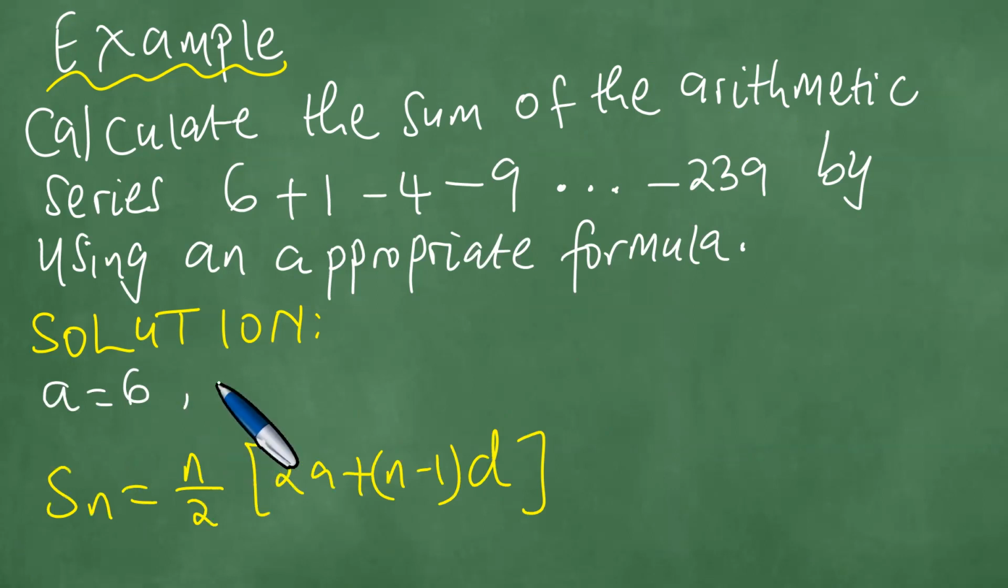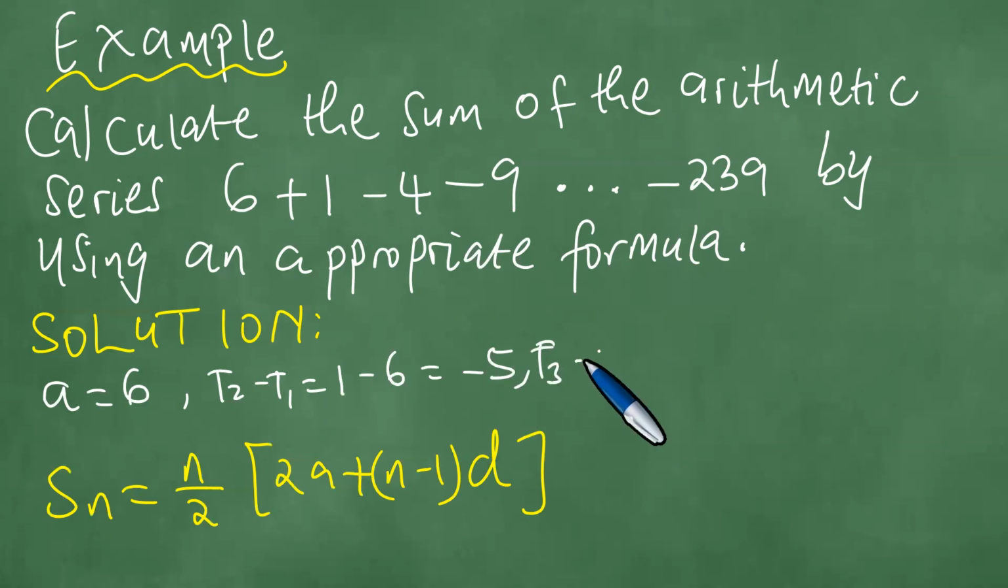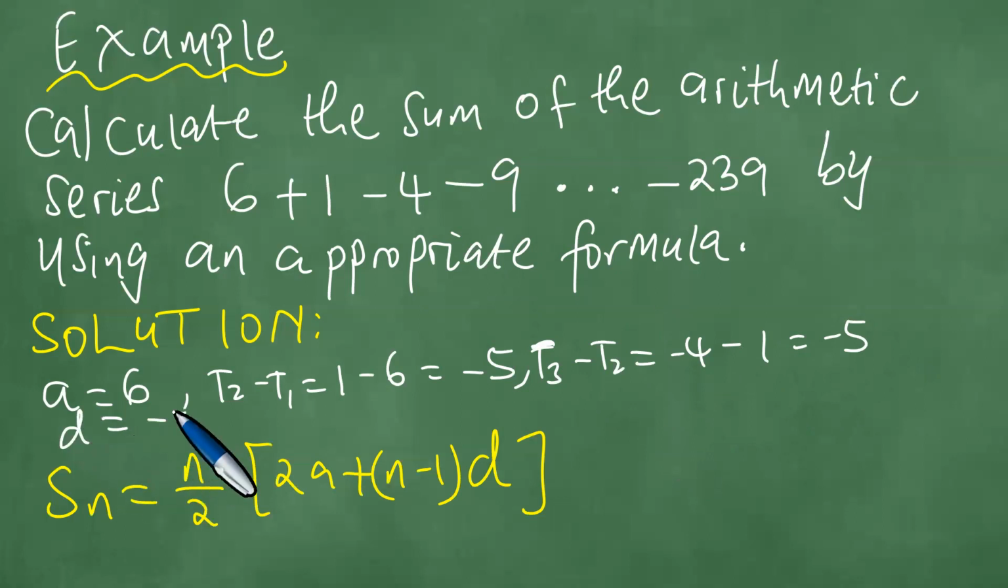What is the common difference? You must first say term 2 minus term 1. Term 2 is 1, term 1 is 6, and this is minus 5. What is term 3 minus term 2? Term 3 is minus 4, term 2 is 1, and this is minus 5. D is minus 5. So you know D, you know A, but you don't know the number of terms. To find the sum, you must also know the number of terms. So how many terms are here? You don't know. So we must find the number of terms.